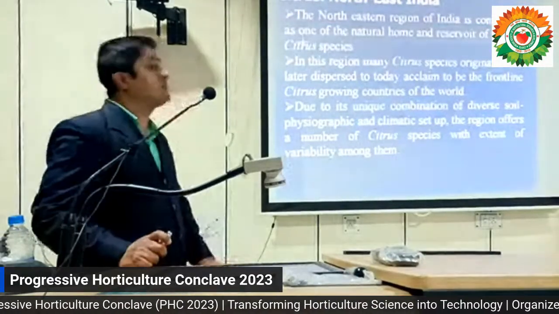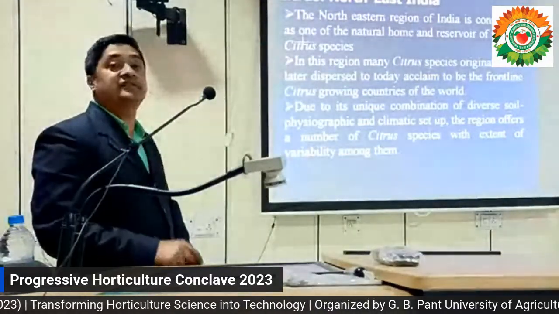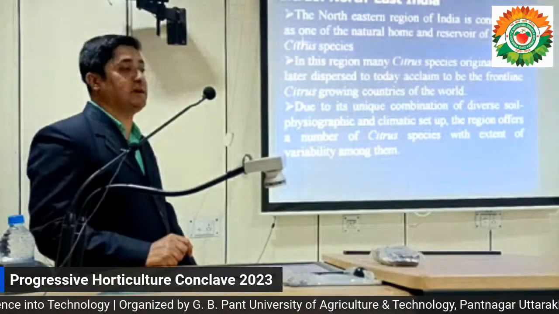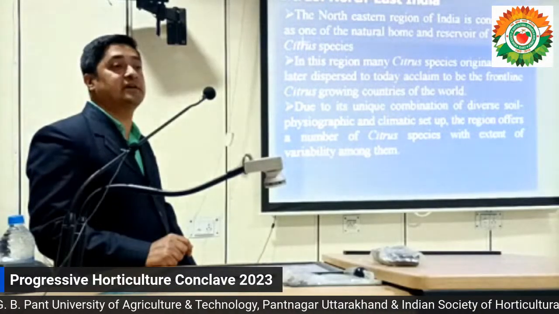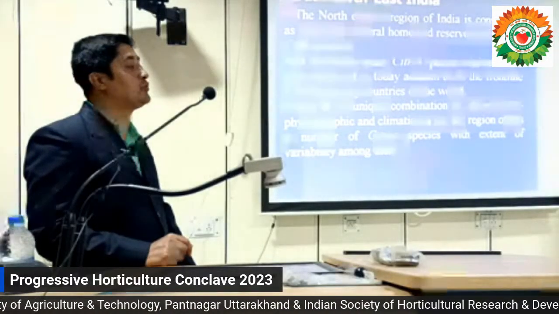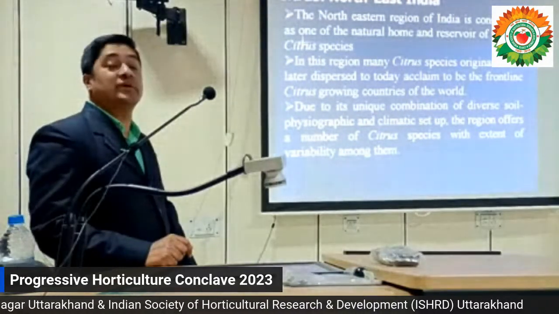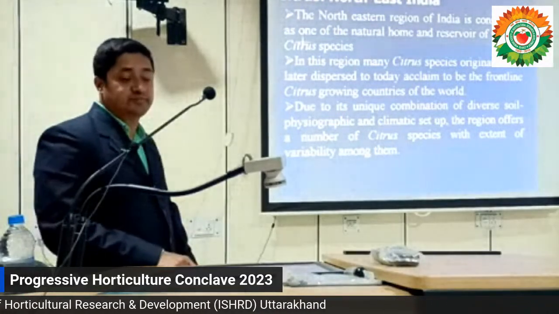Among the different fruit crops, the most important one is citrus. It is believed that the original home of citrus is in Northeast India. There is even a gene sanctuary in the Nokrek Biosphere Reserve, which is located in West Garo Hills of Meghalaya. In that region, primitive citrus species are still found.